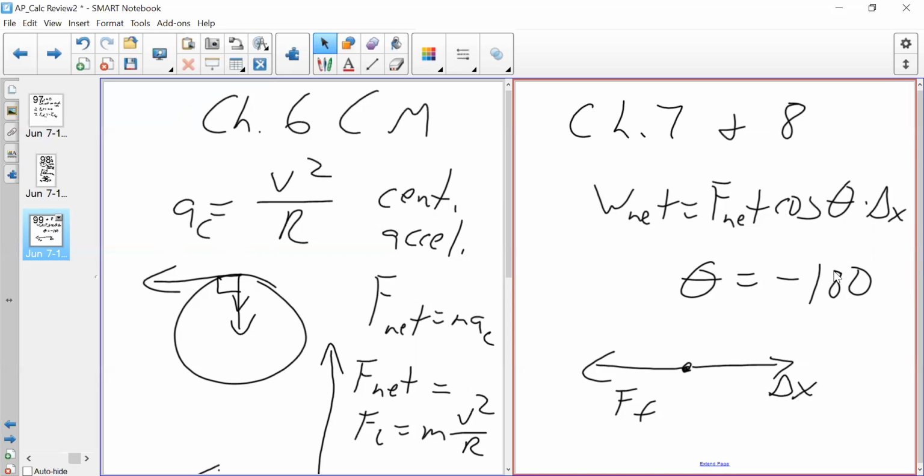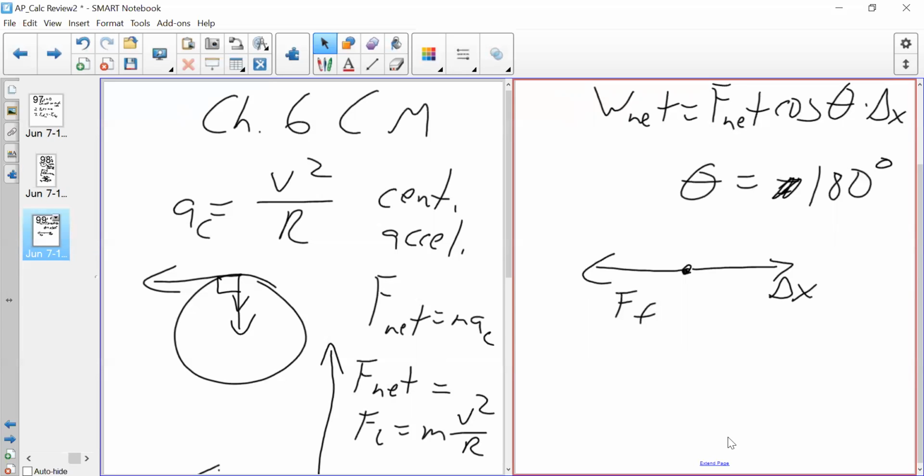That's why it's negative: theta equals 180, and cosine of 180 is minus 1. That's why the work done by friction or any resistive force is always negative. It takes energy out of the system. Work is the change in kinetic energy, which is also equal to net force times delta x.